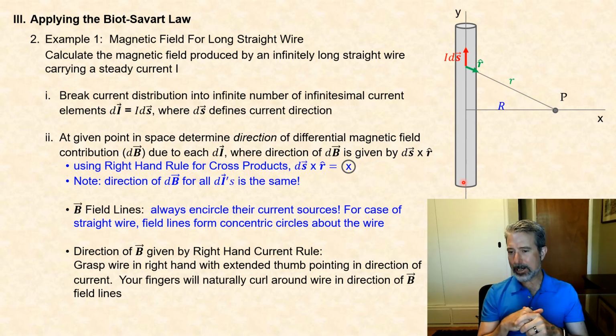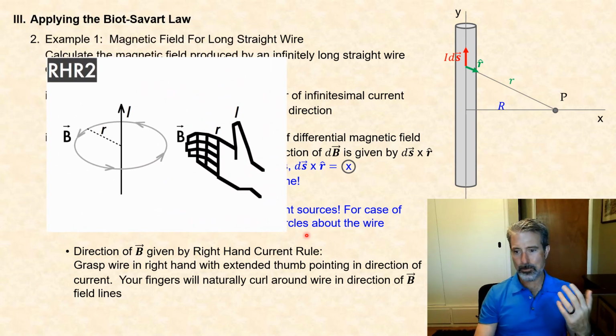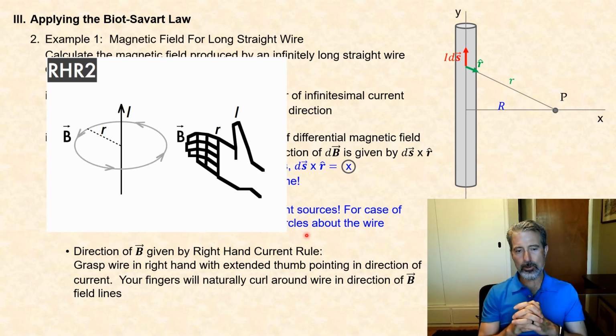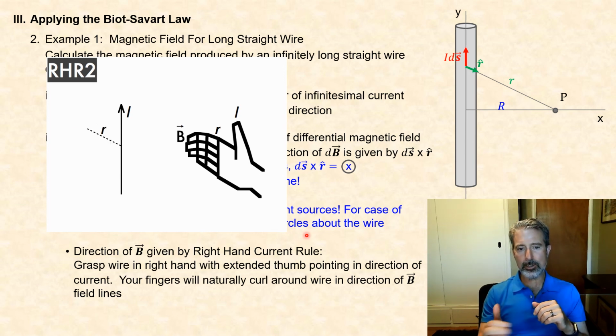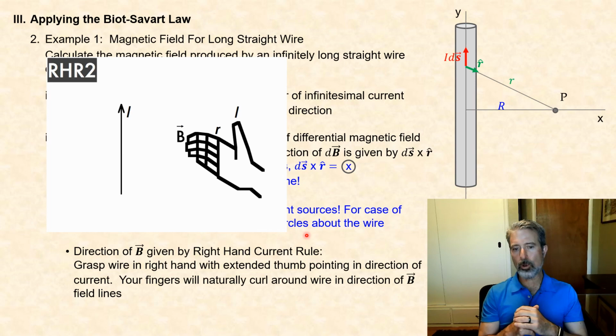So, remembering that magnetic field lines encircle their sources, letting your thumb point in the direction of the conventional current, your fingers will now curl naturally in the direction of the magnetic field, in order to encircle their current sources. So we can show this with this visualization here. Notice here the right hand, and notice the direction of the current. Notice the thumb is in the direction of current, and the direction of the magnetic field lines will be the direction that the fingers of the right hand curl around that wire.